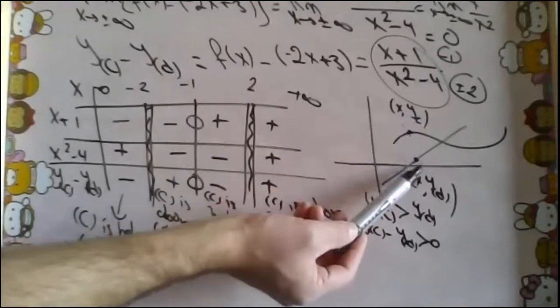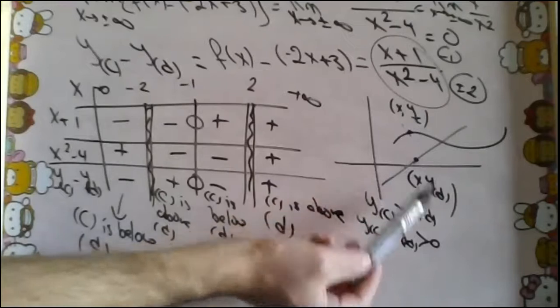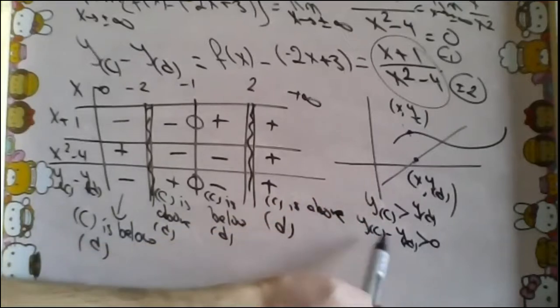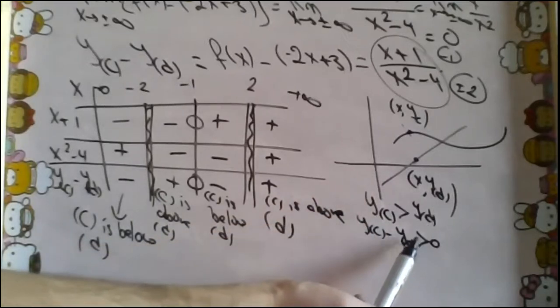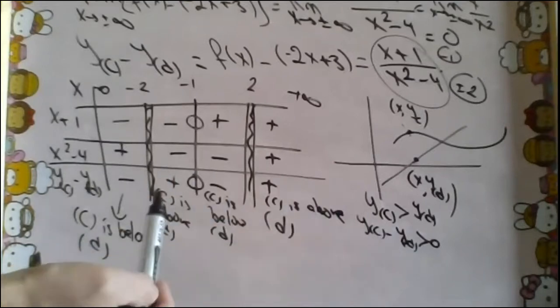It means that yc is greater than yd. It means that the difference is positive. So if yc minus yd is greater than 0, it means that the curve is above the line.